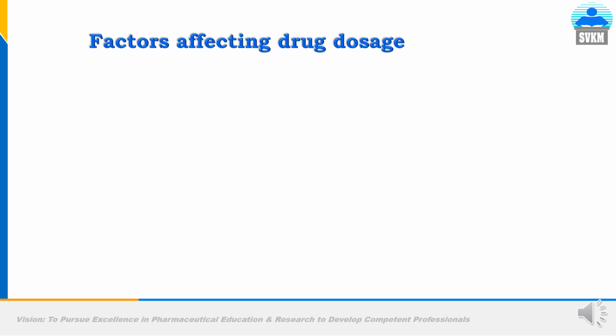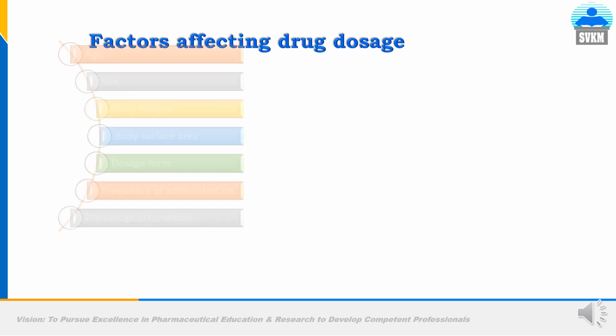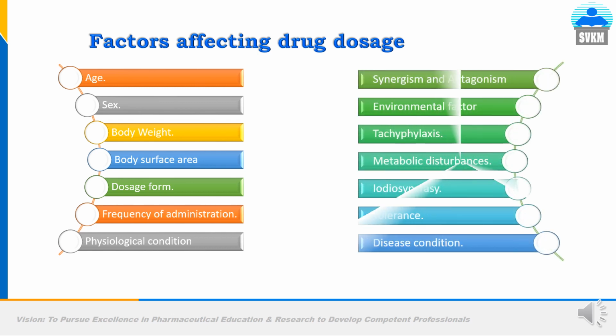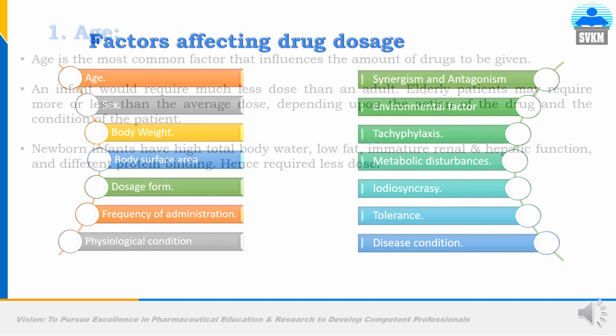Now the next is factors affecting drug dosage or dose. First is age, sex, body weight, body surface area, dosage form, frequency of administration, physiological conditions, synergism and antagonism, environmental factor, tachyphylaxis, metabolic disturbances, idiosyncrasy, tolerance and disease condition. These are the factors that are going to affect the dose calculation.